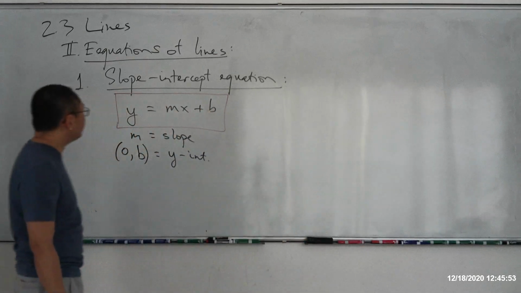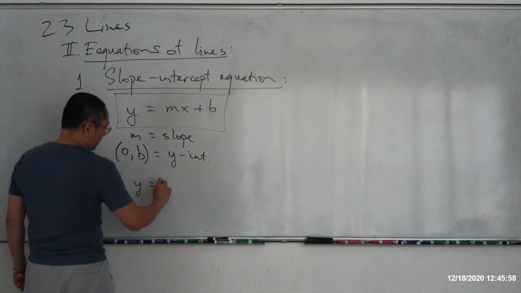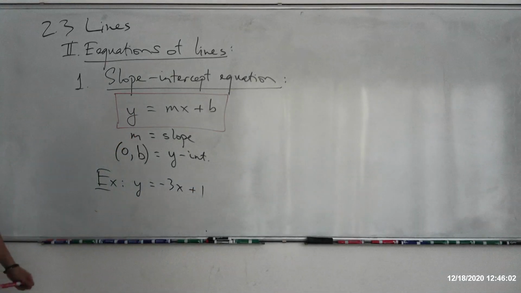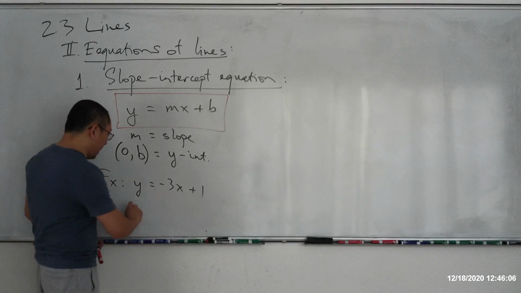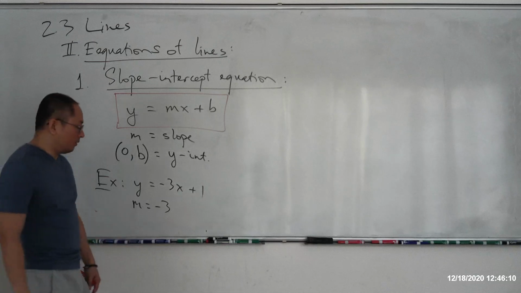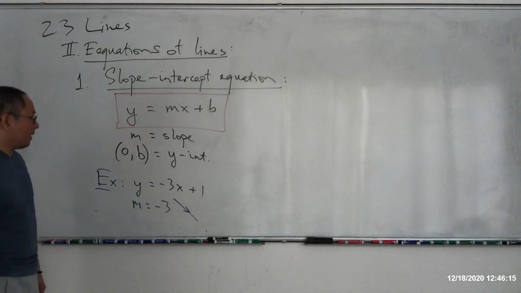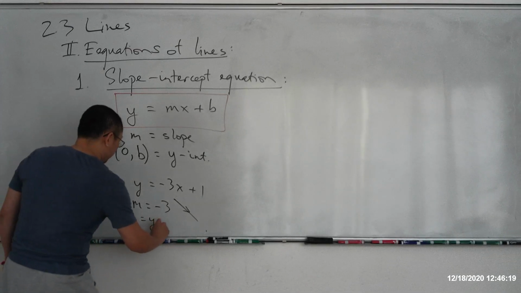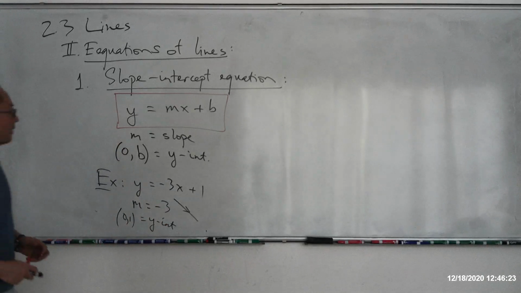Okay. Example. Y equal to negative 3x plus 1. This is the slope-intercept equation of the line. And by looking at this, you can tell right away that slope m is equal to negative 3. Slope is a negative number. What do you know? The line is going to be going down, right? And what about the y-intercept? 0, comma 1 is the y-intercept.